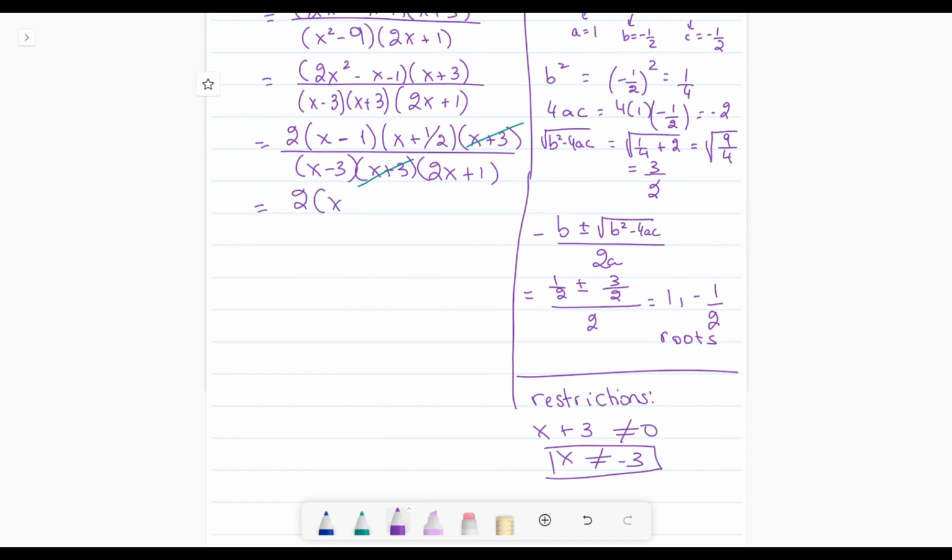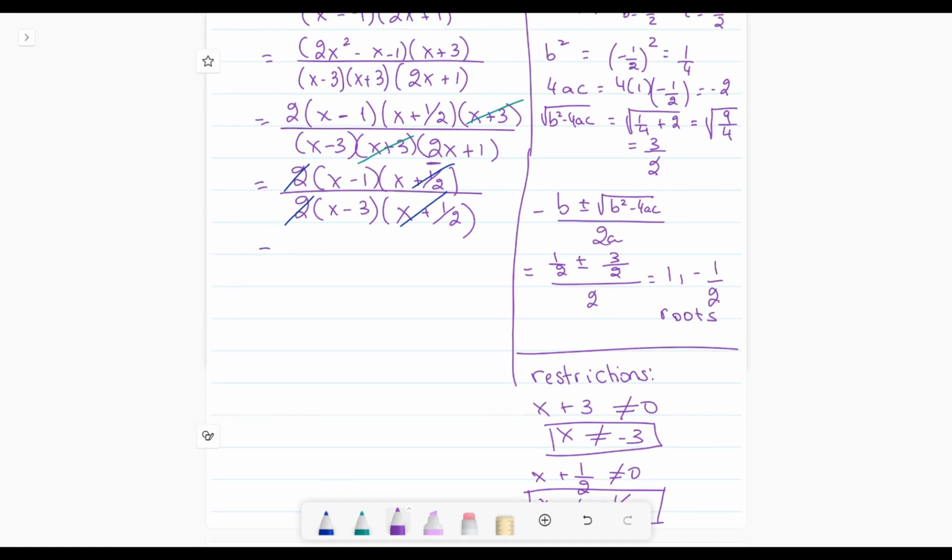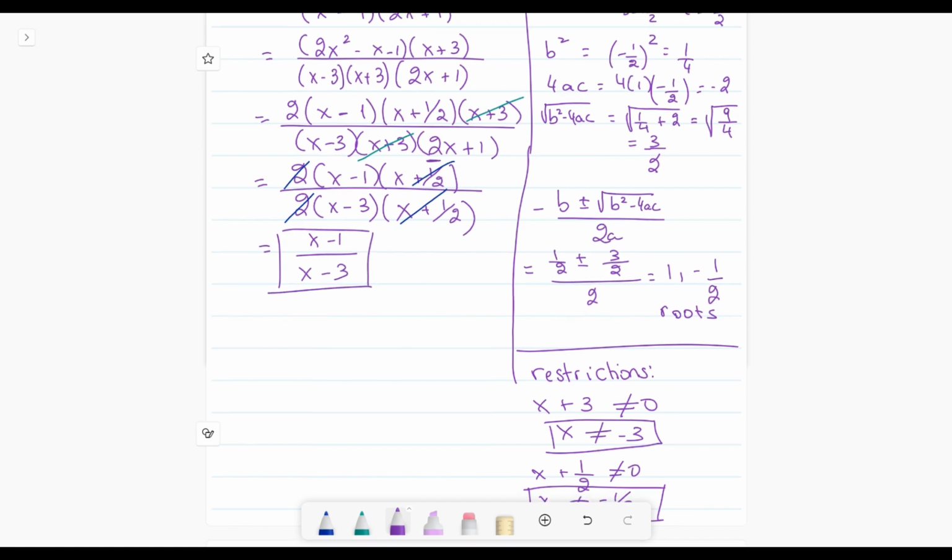So now I will continue simplifying. I will try to factor out the 2 from 2x plus 1, and this gives me x plus half. Now I can cancel out the 2's, and I can cancel out the x plus half, as long as x plus half is different than 0, so x is different than negative half. And our final answer becomes x minus 1 divided by x minus 3.